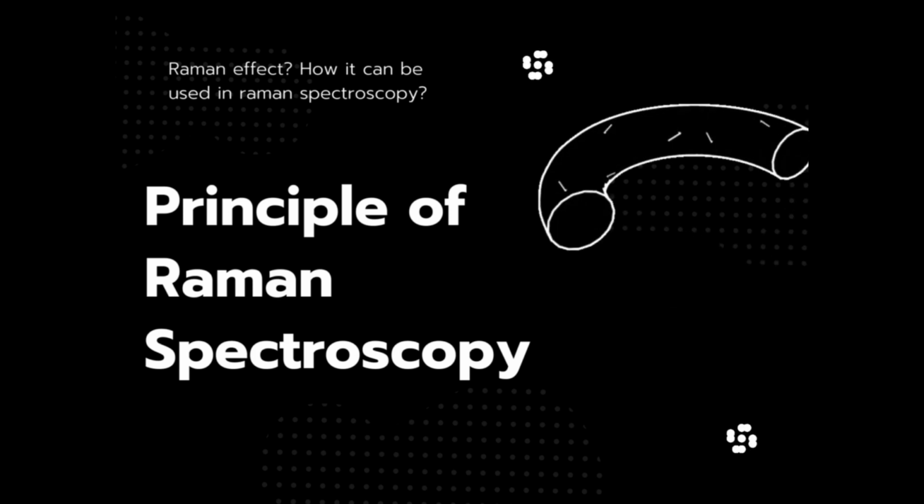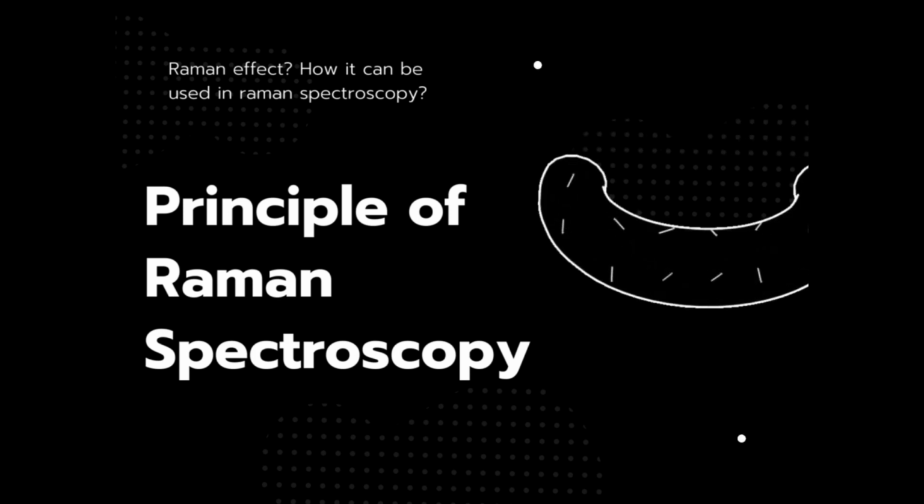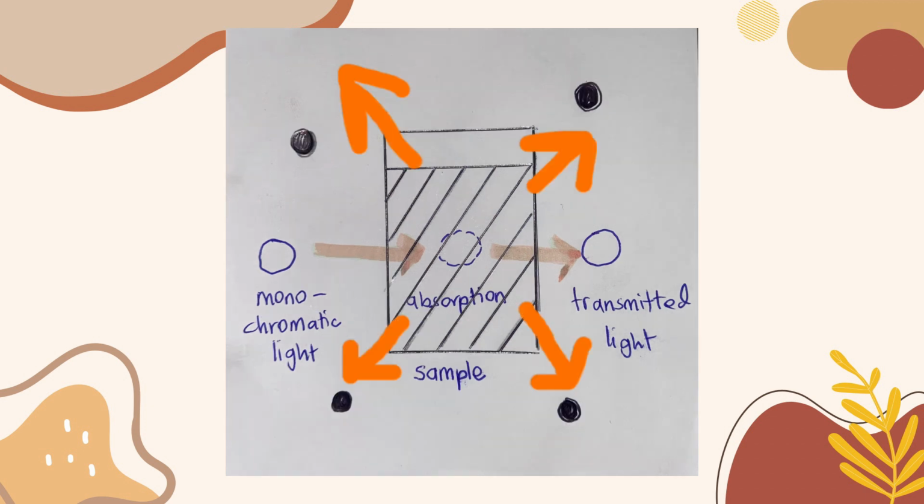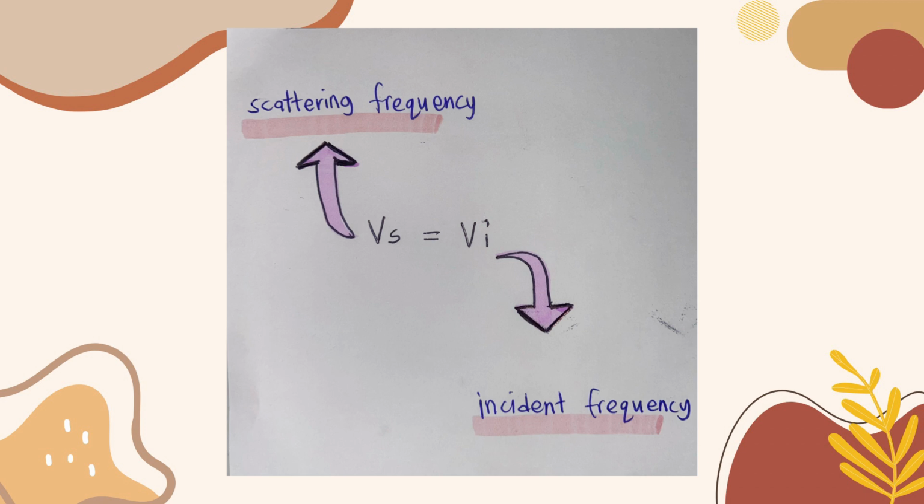What is the Raman effect and how can it be used in Raman spectroscopy? Firstly, when a sample is exposed to monochromatic light in the visible region, the sample will absorb a major portion of the light and transmit it through the sample. However, a minor part of the light will be scattered by the sample in all directions. One can observe the scattering at a right angle to the incident beam. The scattered light has a particular frequency.